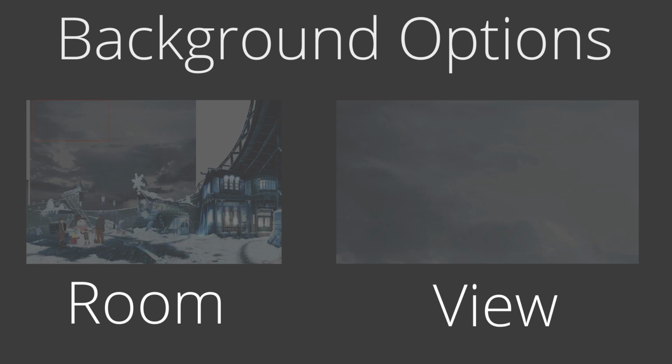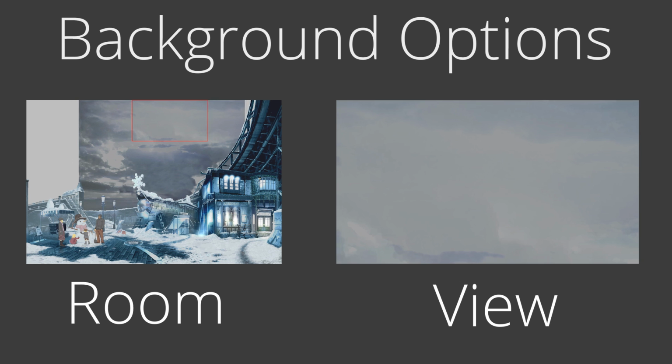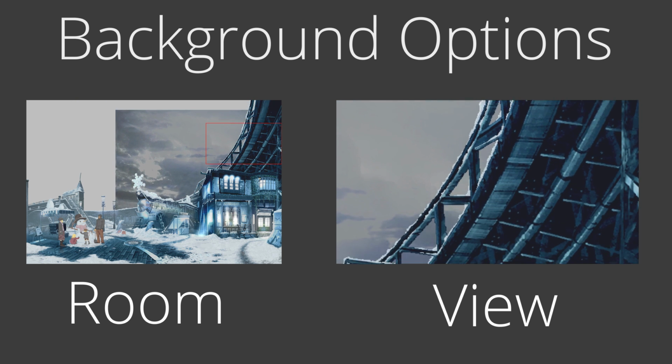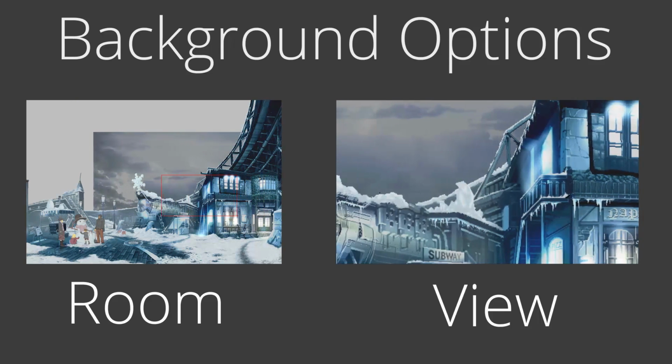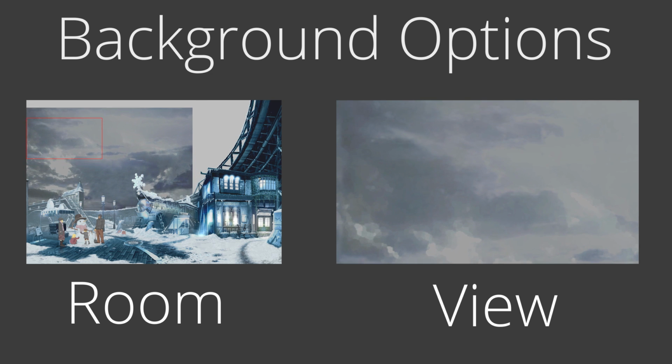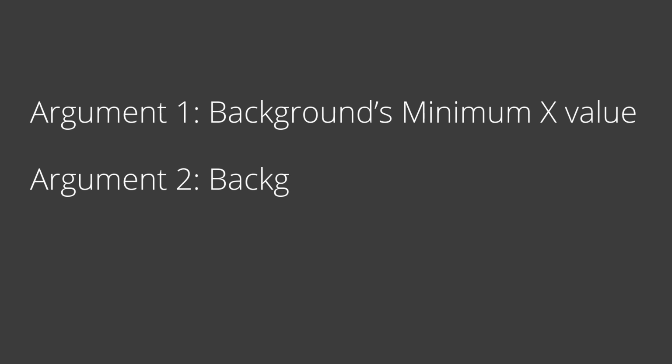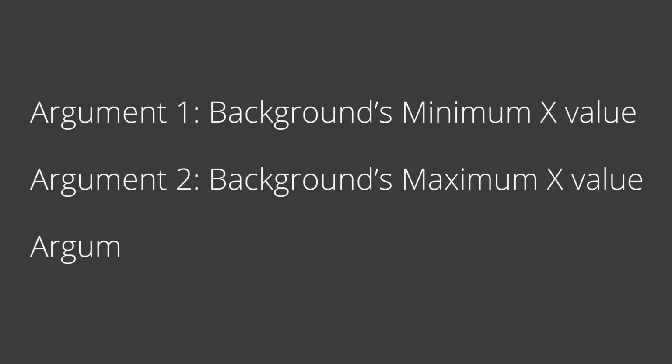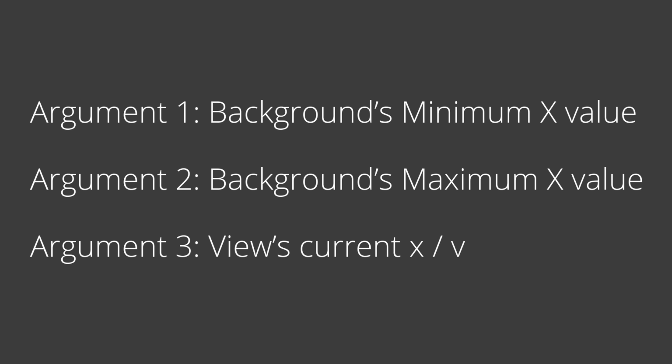So the best solution, which you've already seen, is somewhere in between these two options. We move the background relative to the position of the view, neither keeping it in place in the room, nor moving the background perfectly with it. We're going to use Lerp to accomplish that. The first two arguments will be the minimum and maximum position for the background in the room, while the percentage we pass will be the position of the view between its own min and max positions.